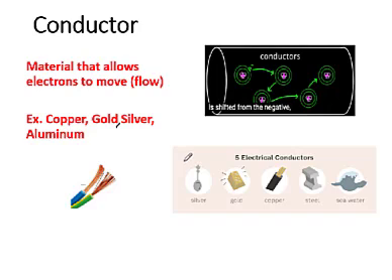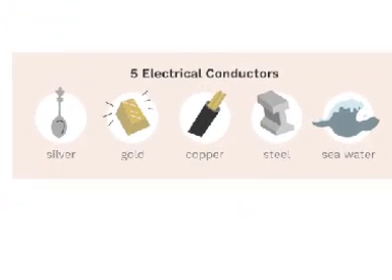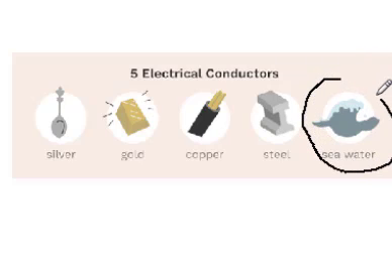Now, conductors are often metals: copper, gold, silver, aluminum. These are all great conductors. Most wire in a house, for example, is made out of copper. But as you can see, here are some example conductors: silver spoon, gold, copper, steel, and seawater. The one that stands out the most here as being different is the seawater.